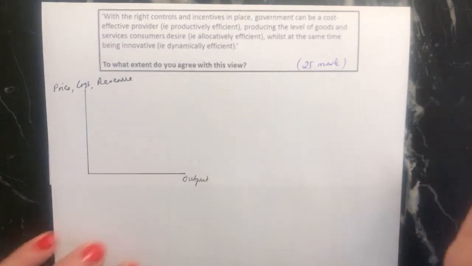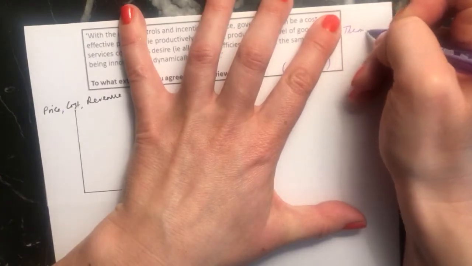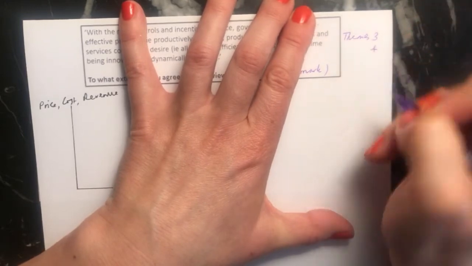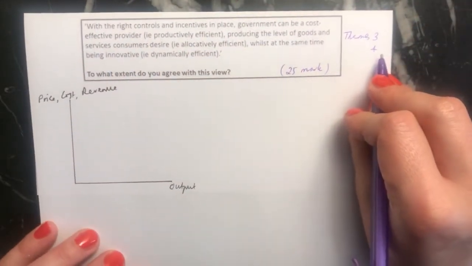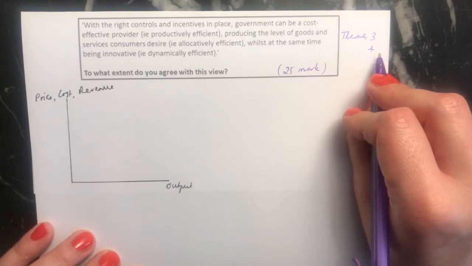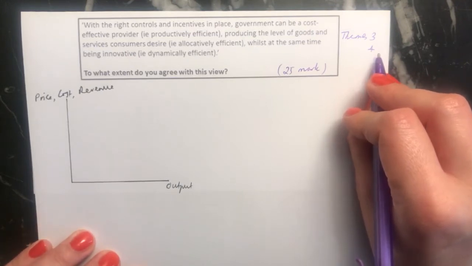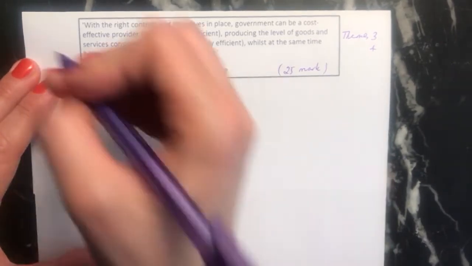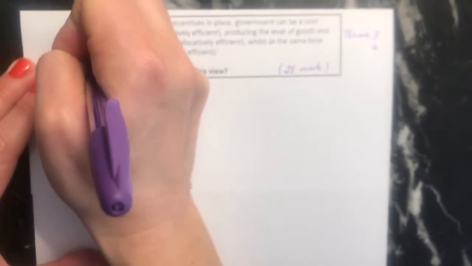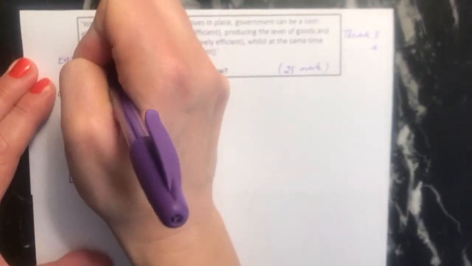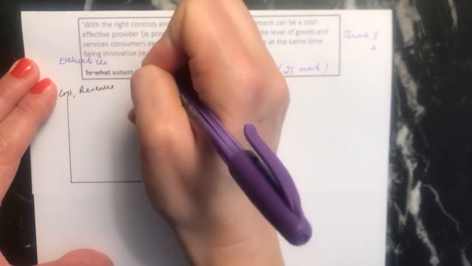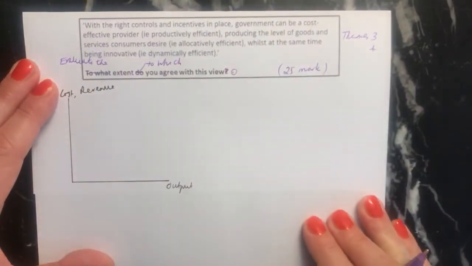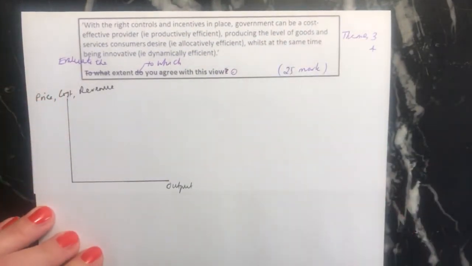And this really is combining the work that you've learnt about in theme 3, theory of the firm, but also theme 4, looking at government and how they're spending their money, and looking at tax revenue and government spending. This says, to what extent do you agree with this view? We could change this to say, evaluate the extent to which you agree with this view, full stop.